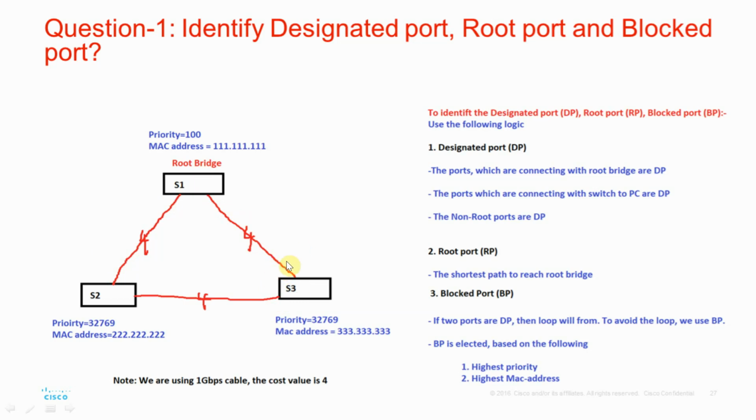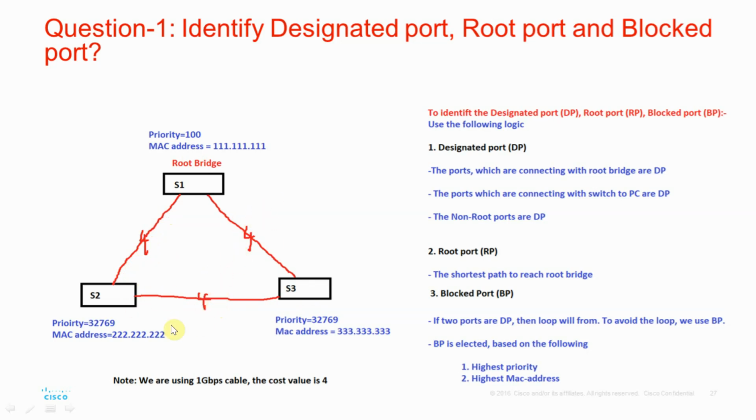Understand, root port will be available only for non-root bridge switches. From non-root bridge, which path is shortest to reach the root bridge, based on the cost of the link. Here S2 has two ports, one this side, one this side. If I go through this side, root bridge can be reached in one hop, cost is 4. If I go through this port, I need cost 8.